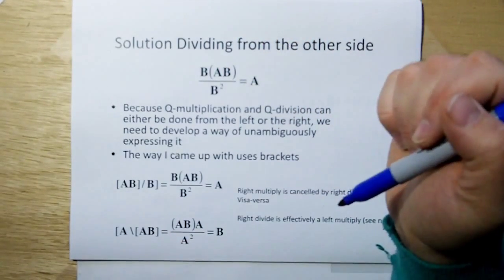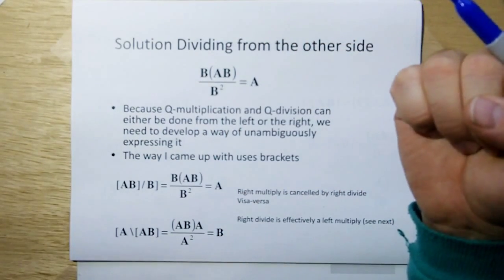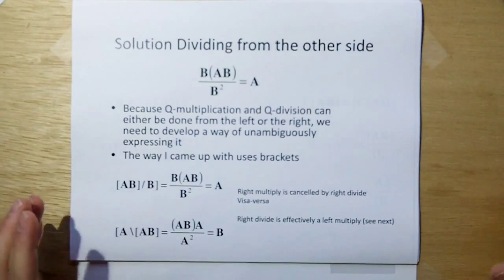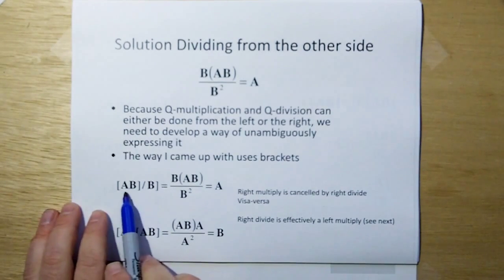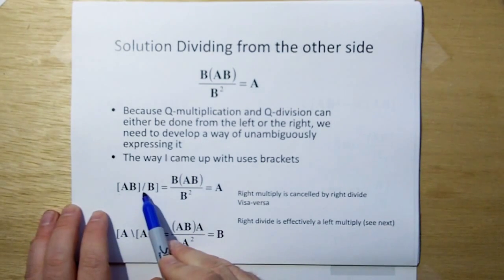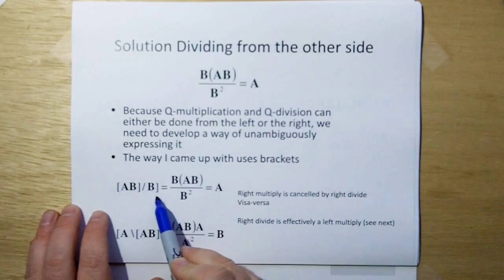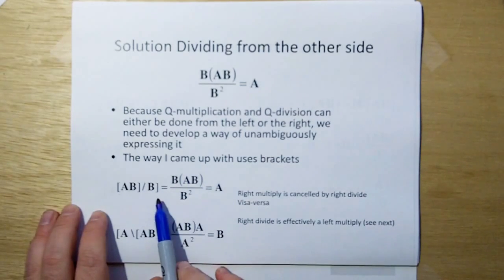You get A out. So now, because multiplication and division can be done either from the left or right, we need to develop a way of unambiguously expressing it. And so, since we now put the AB matrix in brackets to show it's a matrix, we can show division from the right by showing B with a bracket. And the reason for this bracket, I'll show you on the next page.